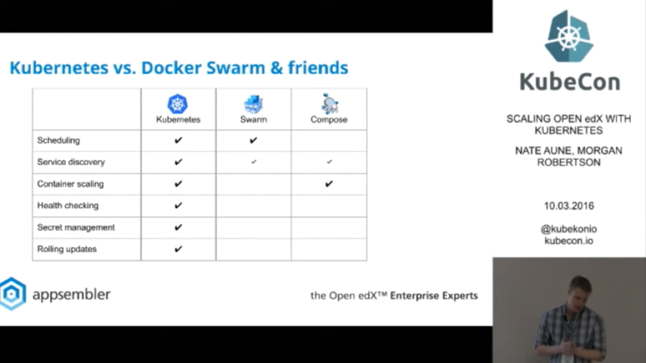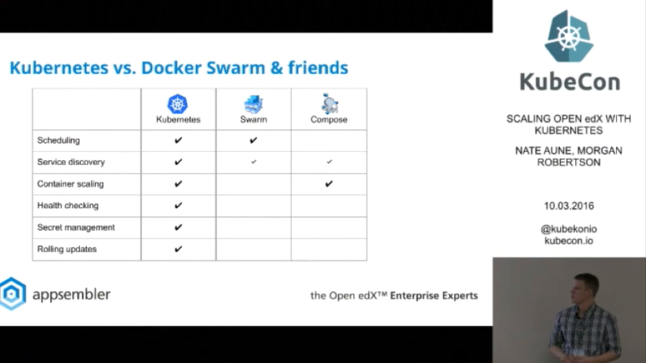All right, so now let's discuss Kubernetes and why we're choosing it to serve as the basis for our SaaS offering of OpenEdX. So Docker Swarm is great. We've been using it since it was in beta. We use it for one of our products in production right now. But to provide the basis for a highly scalable enterprise solution where we have lots of different services talking to one another, we think that Kubernetes ultimately wins out.